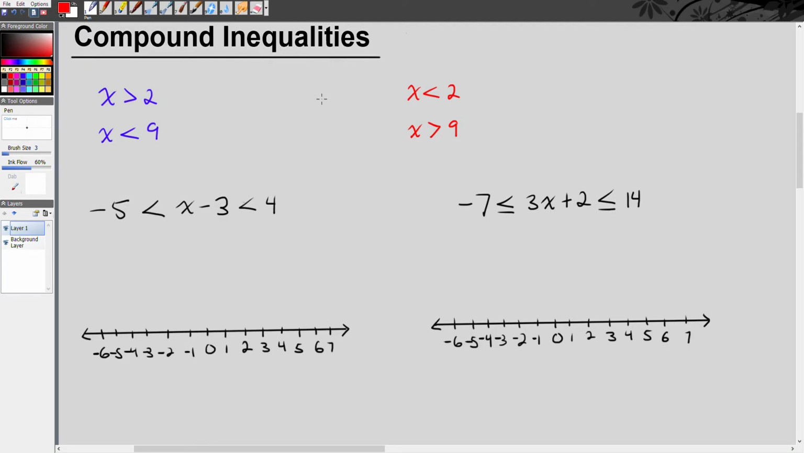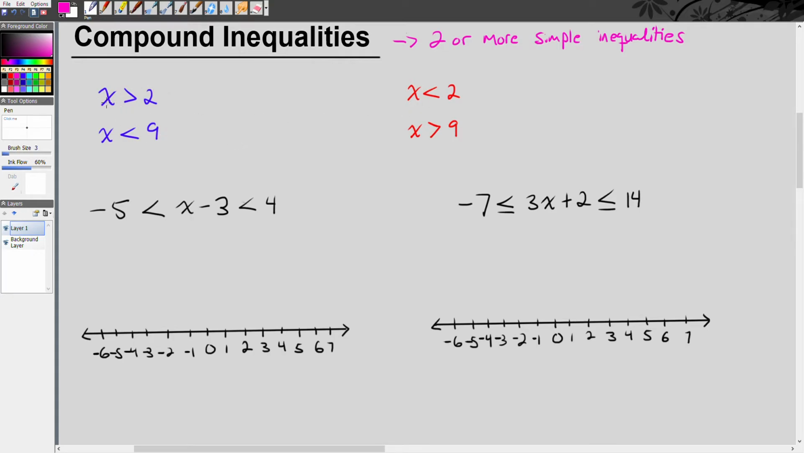All right, so let's go ahead and cover the concept of compound inequalities. A compound inequality is a combination of two or more simple inequalities. And there are basically two types. There are ands, compound inequalities, and there are ors. To understand that better, let's take a look at these two examples here in the blue and the red.